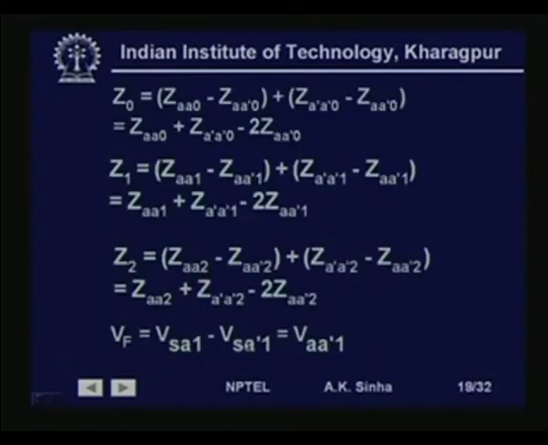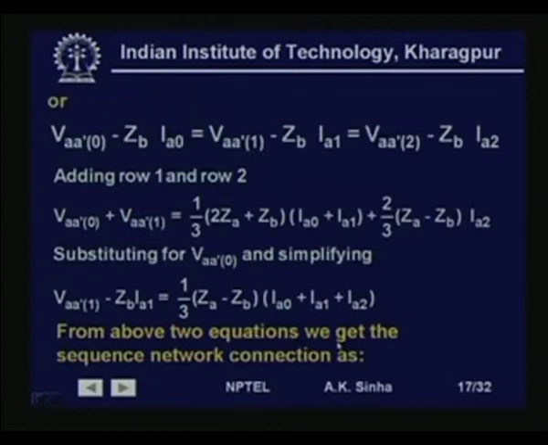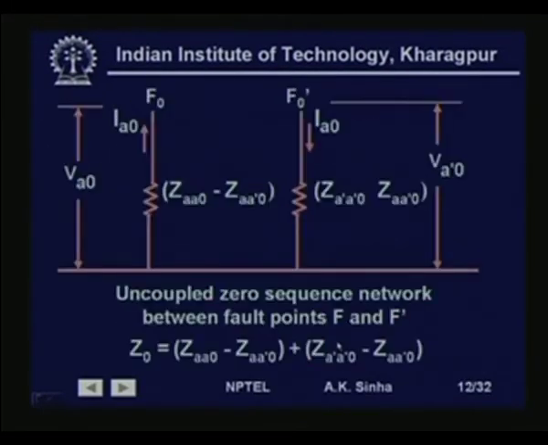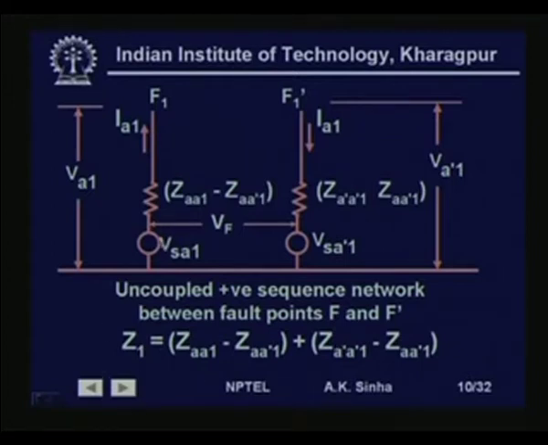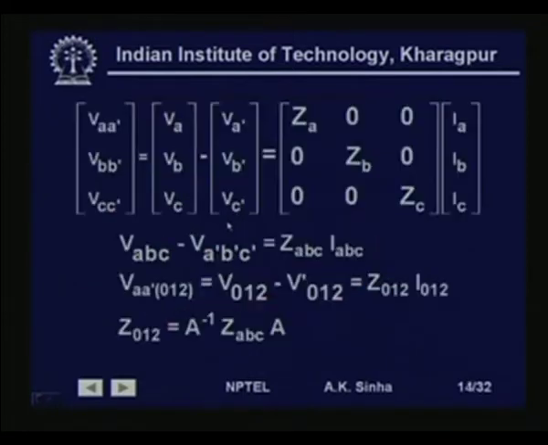So, if we do this circuit reduction, then we have Z 0 equal to Z A 0 minus Z A dash 0 plus this. So, this we have seen is equal to this, Z 1 we have seen is equal to this, Z 2 we have seen is equal to this, that is simply adding this, this is what we get. And V F is equal to V S A 1 minus V S A dash 1, this is equal to V A dash 1. This is what we had seen in this circuit earlier. V F is equal to V S A 1 minus V S A dash 1. This is what we have seen, this is equal to V F.